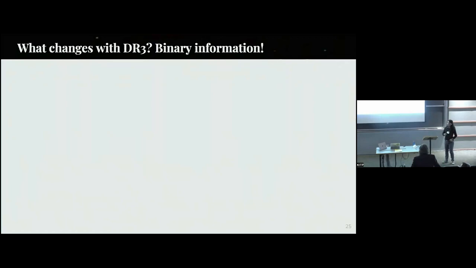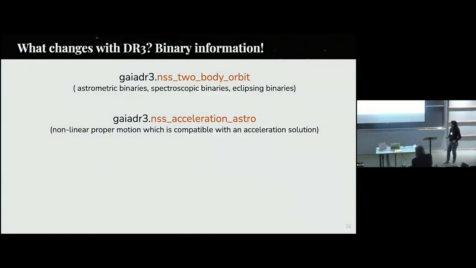But DR3 has more than just improved parallaxes. It also has many new tables that we can explore, some of them containing even binary information. So when DR3 was out, I was very much looking forward, especially to 2 tables. One is called the two-body orbit that contains objects with two-body solutions coming from either astrometry, spectroscopy, or time series photometry. And the other one is called acceleration table, and it contains proper motions that show an acceleration, so this could suggest that they are very long period binaries with a period that is longer than the Gaia baseline.